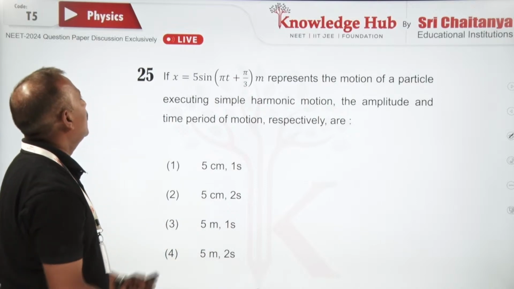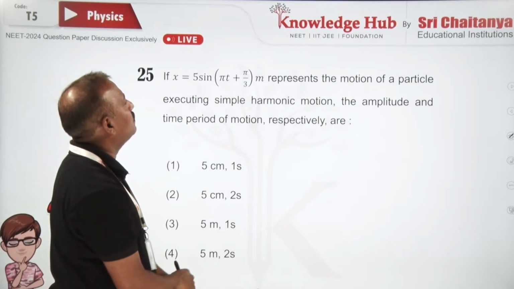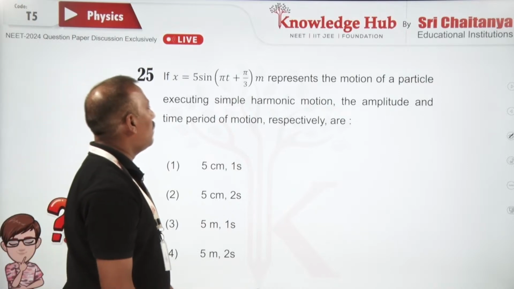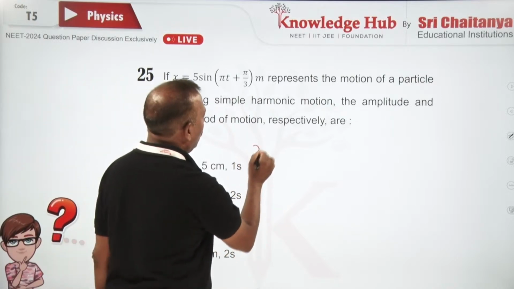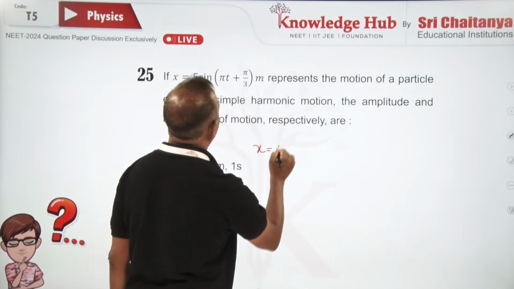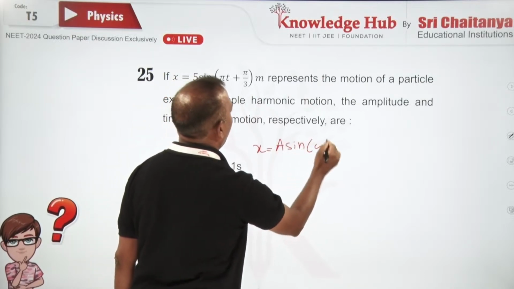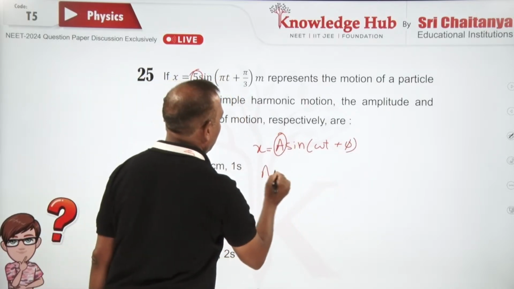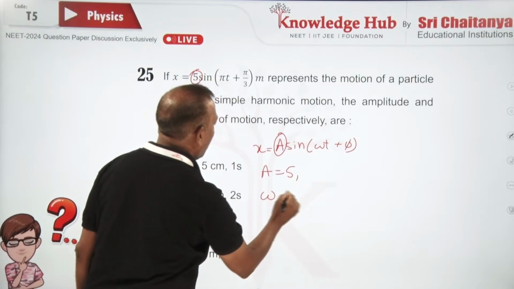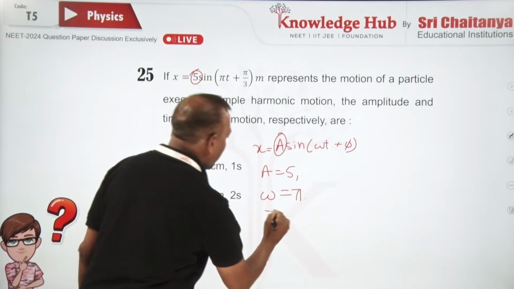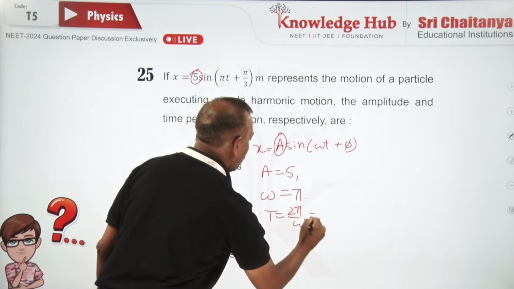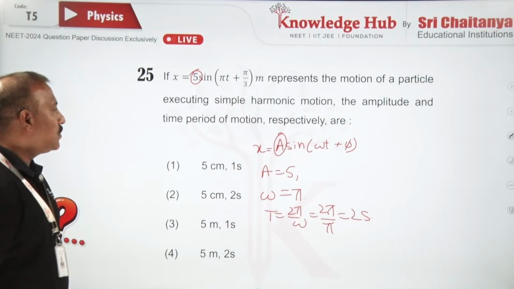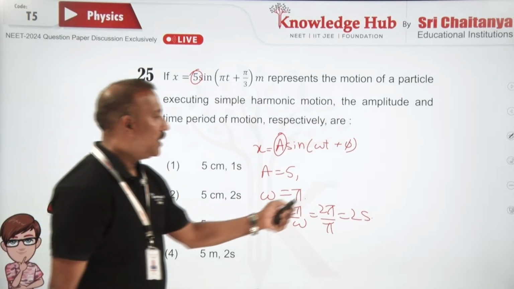Next, 25th one. If x is equal to 5 sin pi t plus pi by 3 represents the motion of a particle executing simple harmonic motion, the amplitude and time period are respectively. We will compare this with the standard equation y equal to a sin omega t plus phi. A stands for amplitude. In the place of a we have 5. A equal to 5 and omega equal to pi. Therefore, the time period is 2 pi by omega. Therefore, 2 pi by pi is equal to 2 seconds. Therefore, amplitude is 5 and time period is 2 seconds.